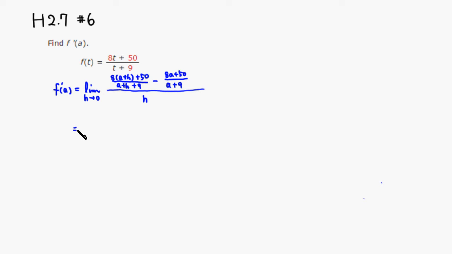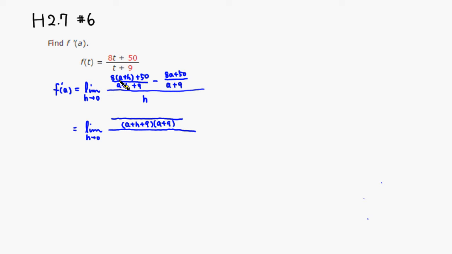So taking the common denominator, we're going to put those quotients in the numerator together. We take the common denominator, which is just the product of the denominators: a plus h plus 9 times quantity a plus 9. So that's the common denominator. Now we're going to multiply the numerator by a plus 9.